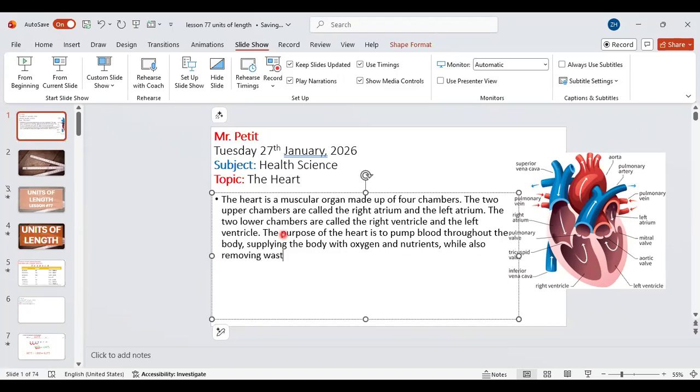Waste like what? I don't want to sound silly, but nitrogen. It is a gas, it's very smart. It is a gas. Carbon dioxide. Yeah, carbon dioxide.